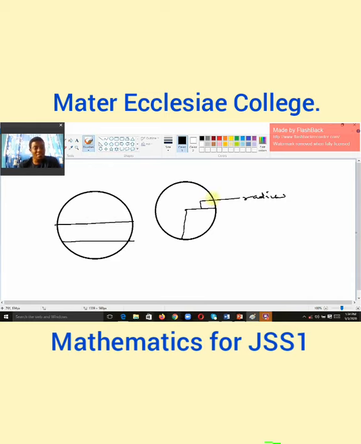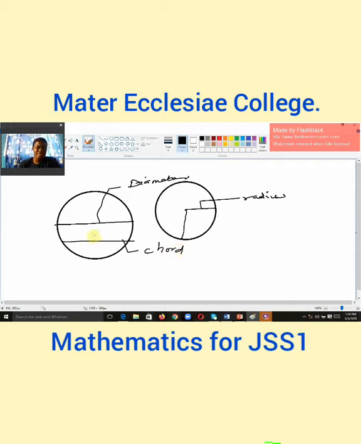But the one that divides the circle into two equal halves, this one is the diameter. A diameter divides the circle into two equal halves. So this is the diameter. Now this is also a chord, like I said. The diameter is also a chord. Now, do you see that?